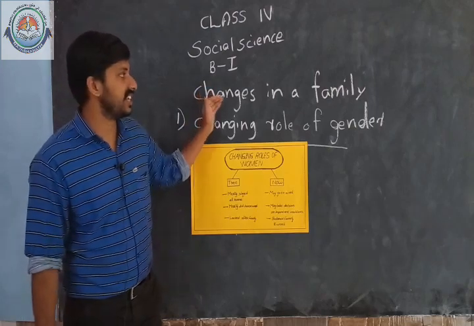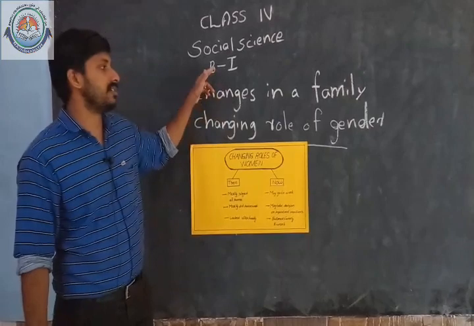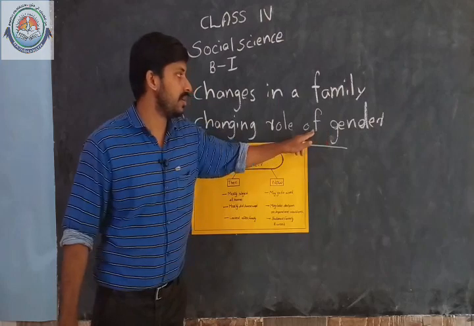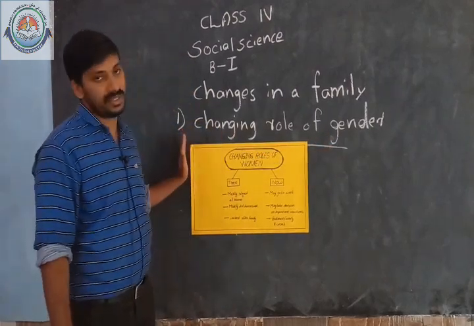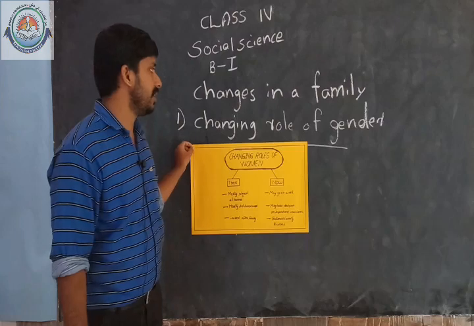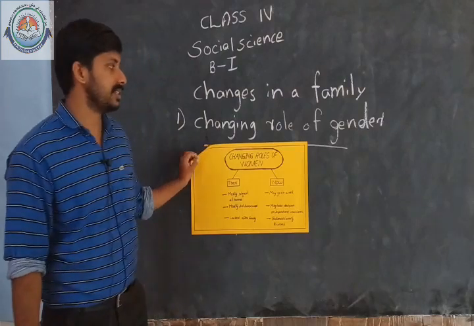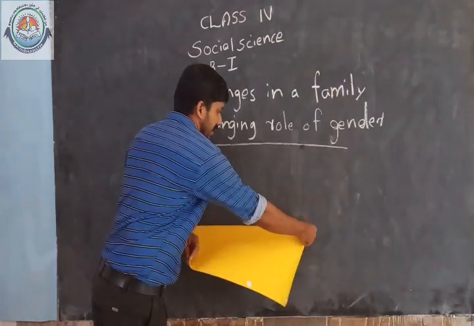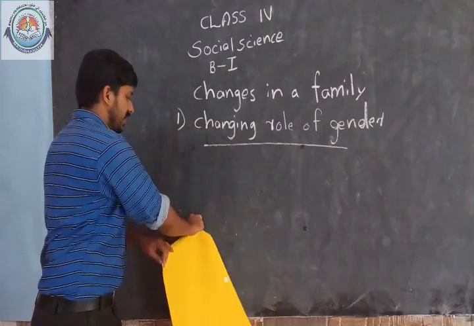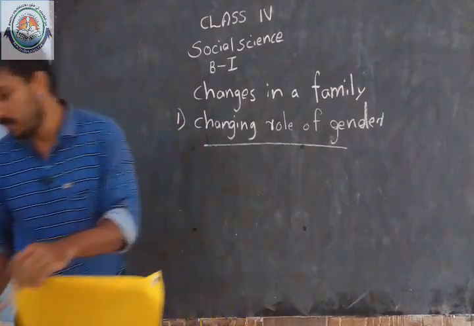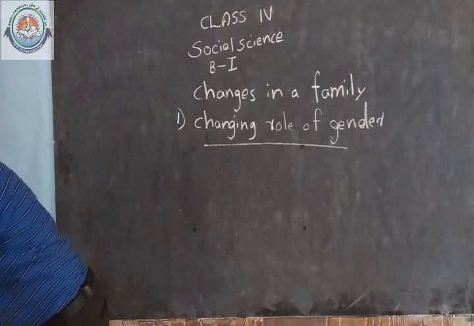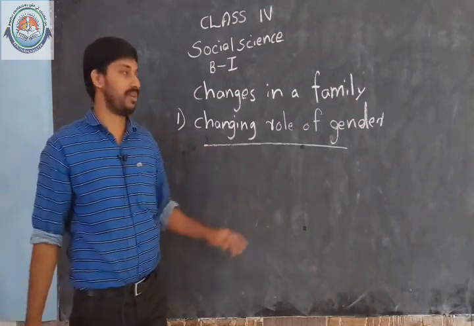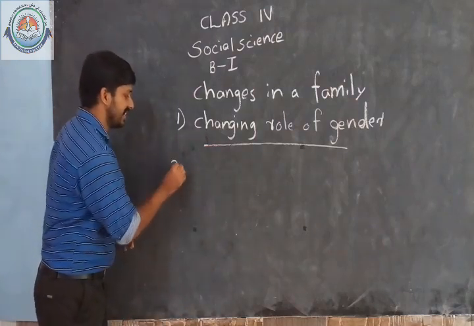This is the first change in a family we discussed in our first block: the changing role of gender, the changing role of fathers and mothers. The next area of change in a family that we can discuss is the wedding. After a wedding, many changes take place in a family. What is a wedding? All of you know that a wedding is a happy occasion.